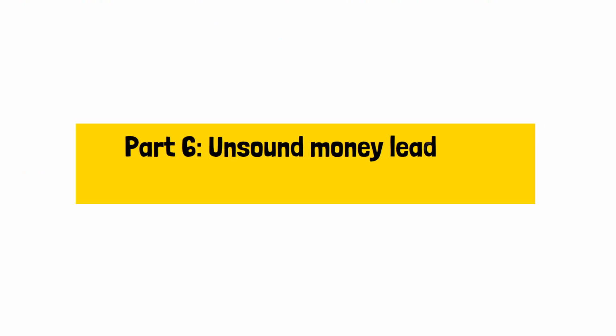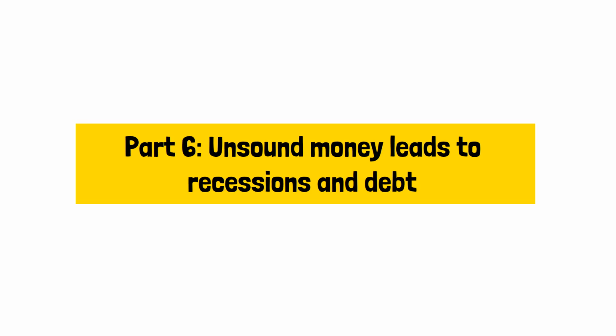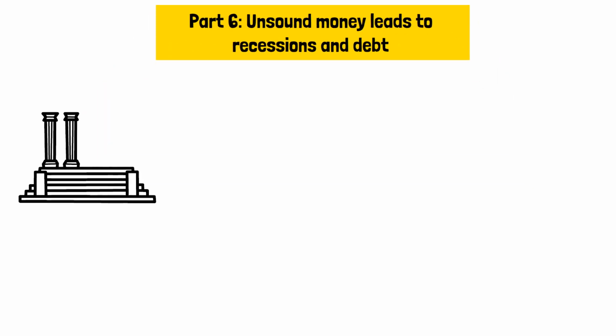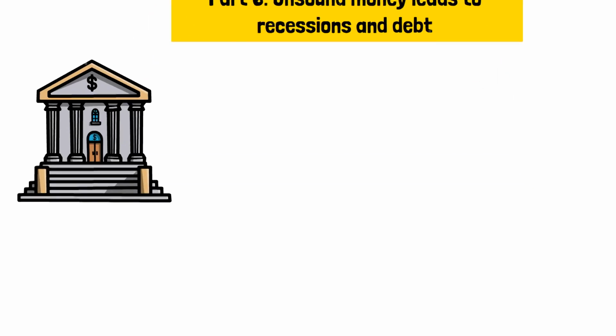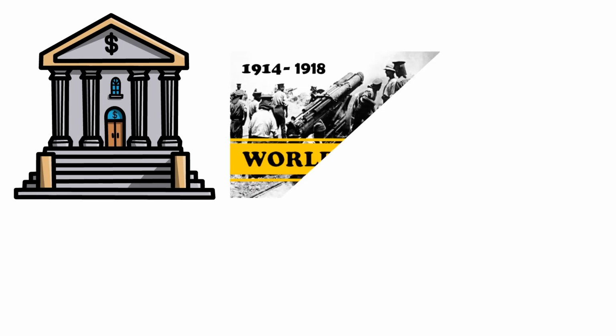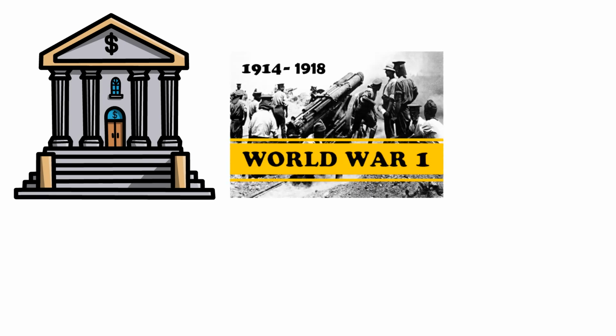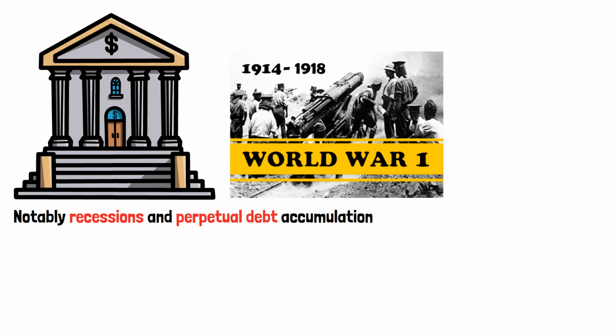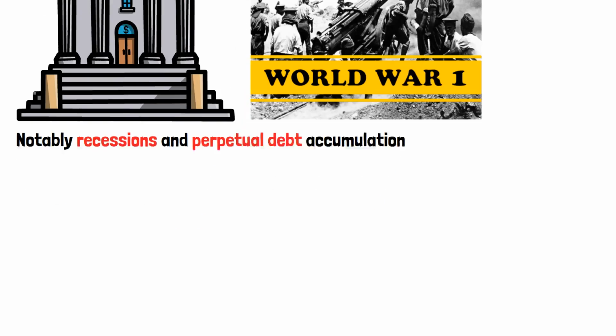Part 6. Unsound money leads to recessions and debt. Unsound monetary policies, such as those adopted by European governments during the First World War, give rise to numerous challenges, notably recessions and perpetual debt accumulation. Let's explore these issues further.